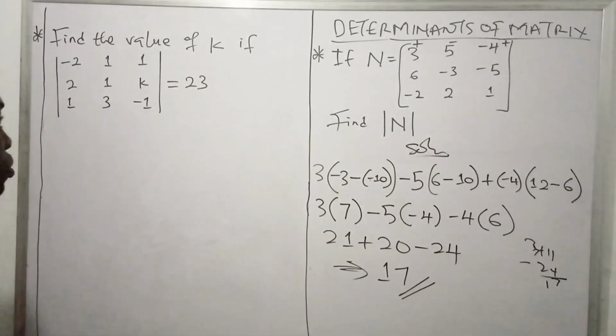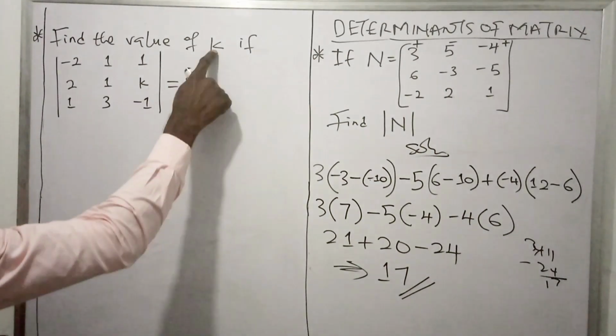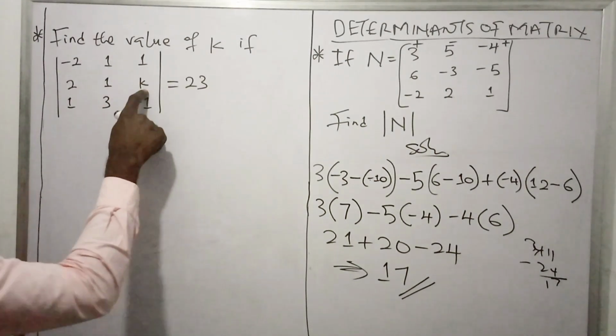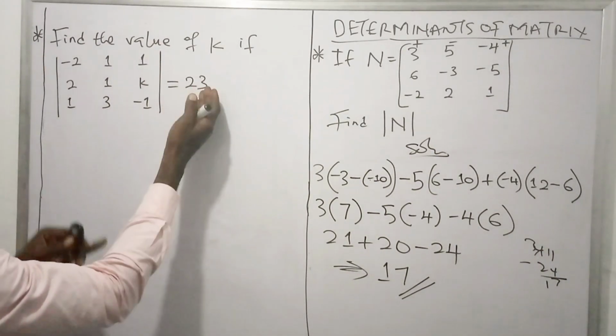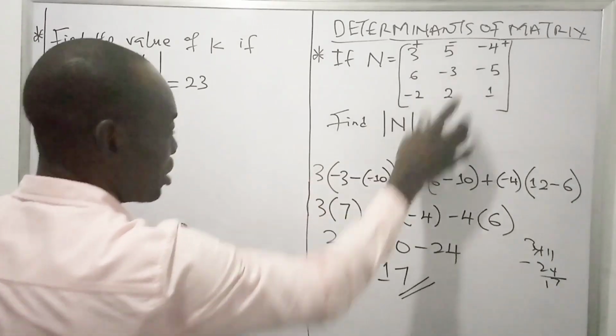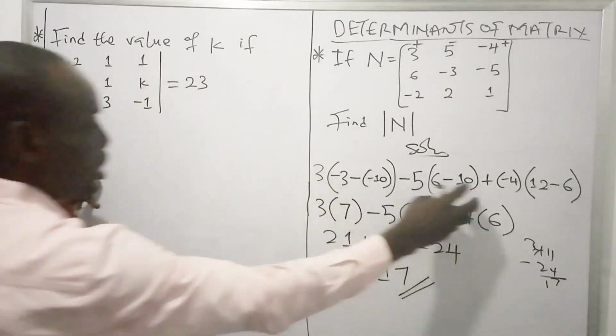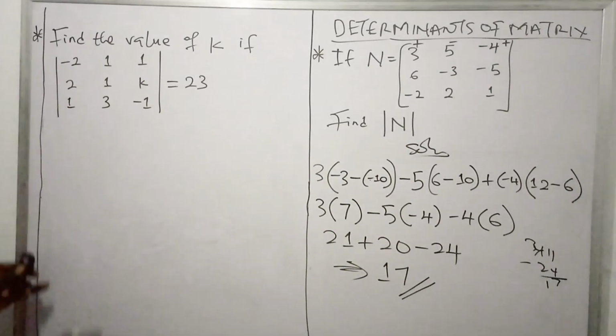Now let's get to the second question without wasting time. We have to find the value of k here if the determinant is 23. So they've already worked on the determinant and they got the determinant as 23. Just like we worked on the determinant here, we got 17. They've worked on it like this and they got 23. But what's the value of the k there?